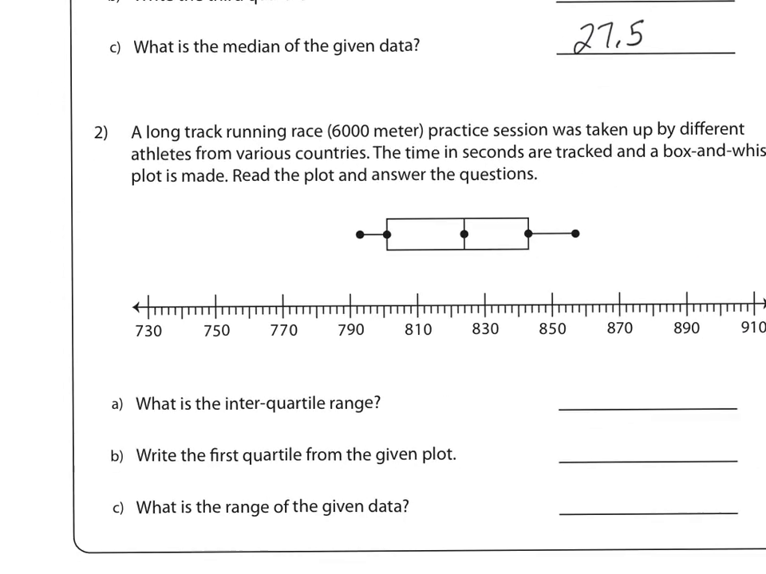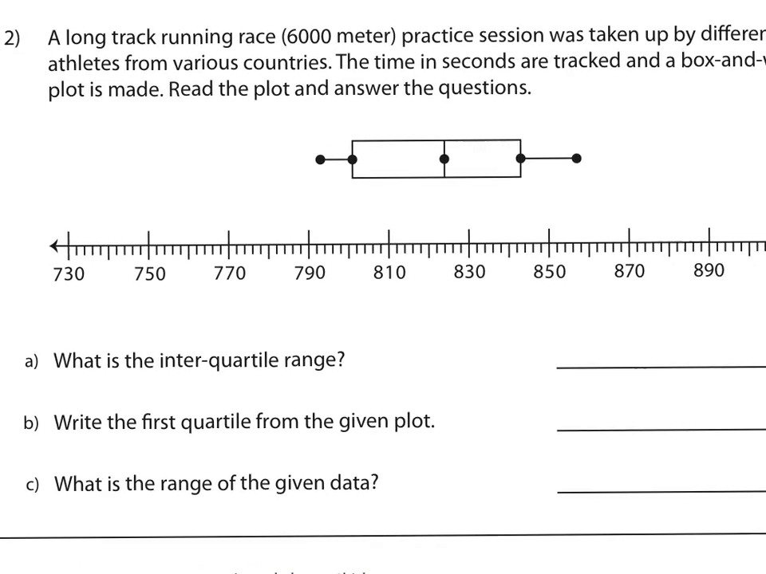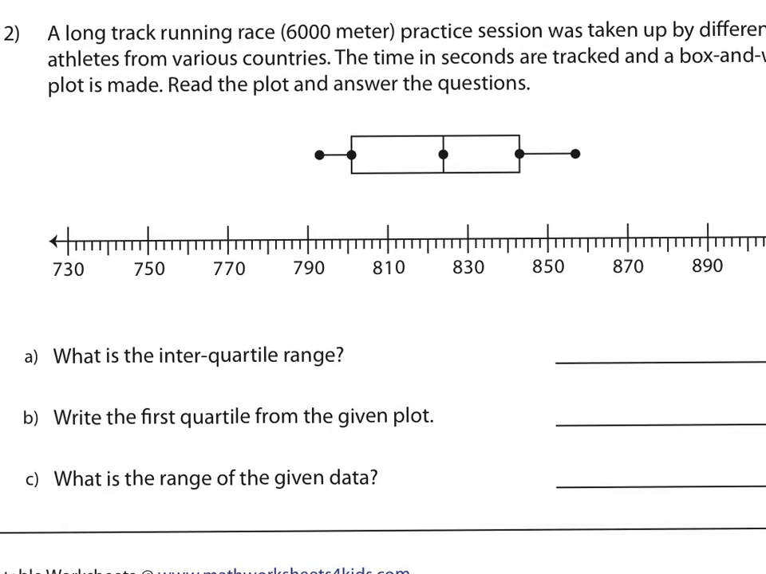And we're interpreting the second problem, which is a long track running race, 6,000 meters. Practice session was taken up by different athletes from various countries. The times in seconds are tracked and a box and whisker plot is made. Read the plot and answer the questions. So again, we're just lining up numbers. Okay, so I take that lower extreme, LE, the lower quartile, LQ.